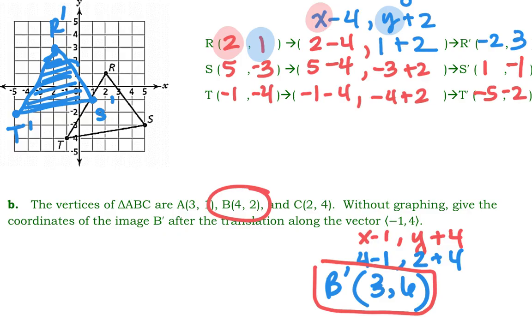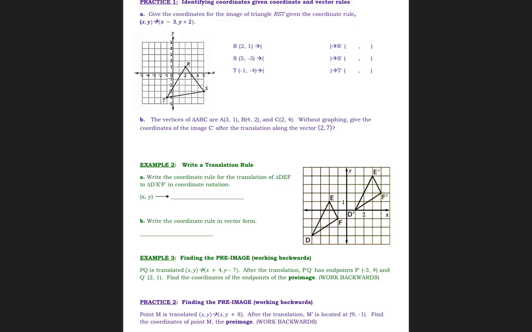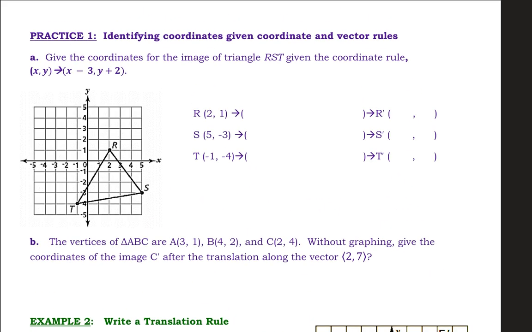All right, let's look over to the right side. Let me have you guys try those two, just to get that practice in. Looking at the first one, given the triangle, and I gave you the coordinates for R, S, and T. Again, you want to take that rule, and you can start here. It says every point will change so that we subtract 3 from X and we add 2 to Y. And then that'll get us our image.